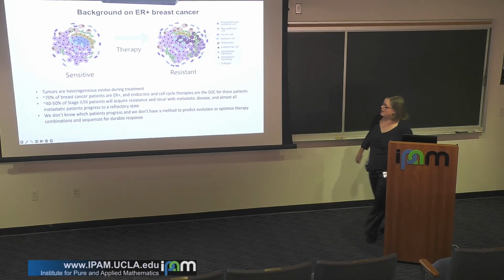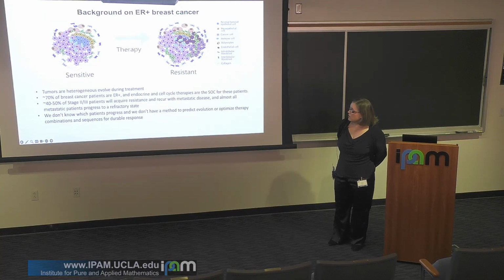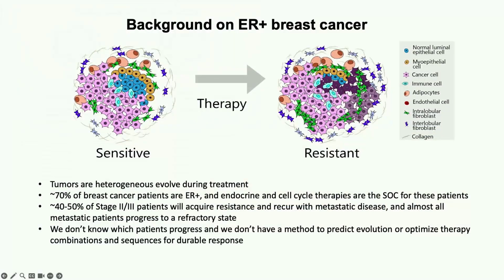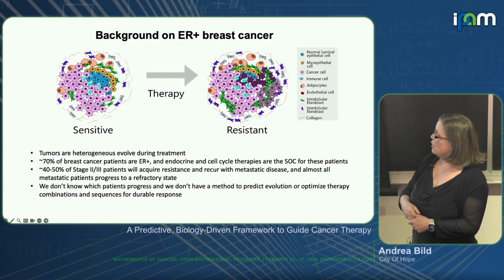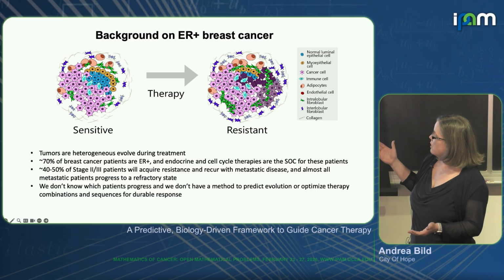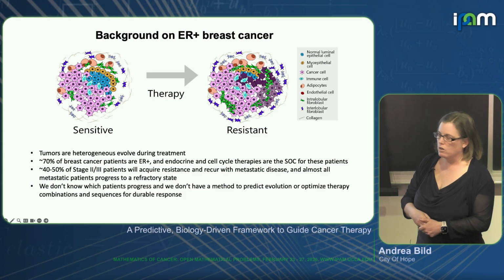Okay, so just a little bit of background on what I'll be talking about today: estrogen receptor, or ER, positive breast cancer. Breast cancer is similar to all the other cancers we've been describing today, where we can have a heterogeneous tumor, and that's represented here, where the purple cells are different clonal populations. The other colored cells are other normal cells in the tumor microenvironment. And a tumor can start out sensitive, but evolve during therapy to a resistant state, and that is represented by those darker purple colored cells.